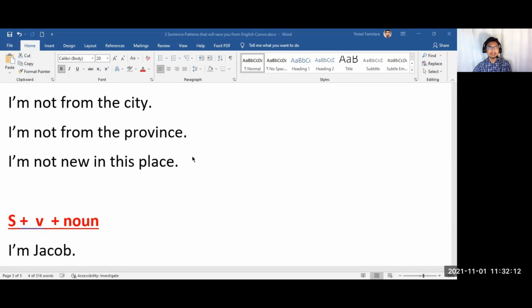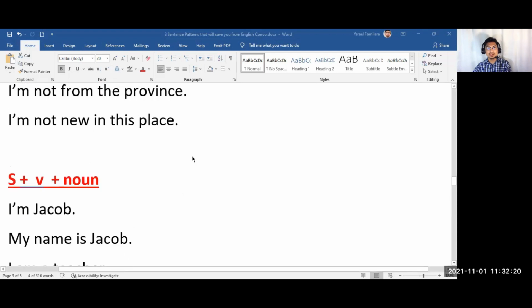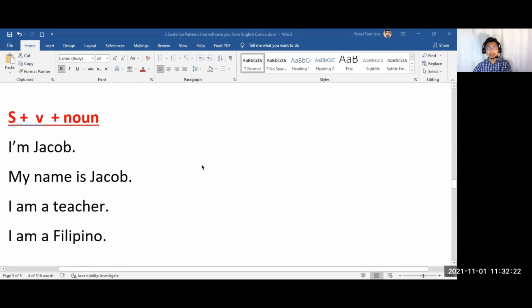Okay, now, our second variation, remember, we mentioned your complement can either be an adjective or a noun. So, for our second variation, papalitan lang natin yung adjective ng noun. So this time, we have subject plus be verb plus noun. Okay, so now the last word in the pattern should be a noun. Let's look at the example.